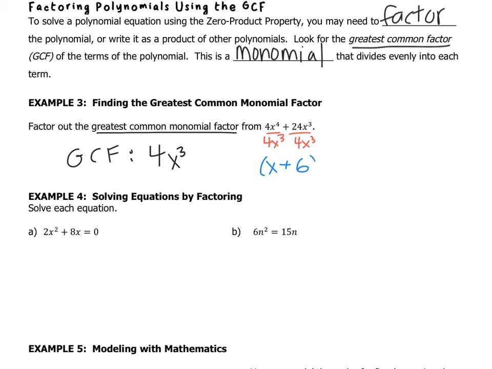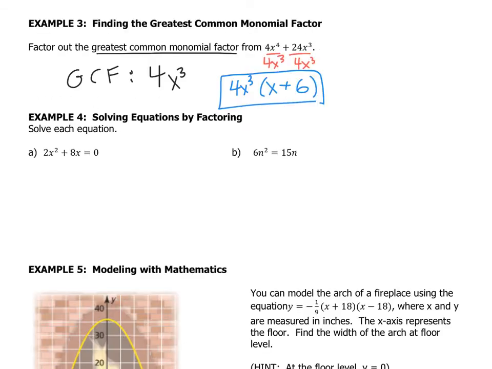So I'm going to put this in parentheses, and I'm going to write 4x to the 3rd out front. You'll know that you've done it right if the piece in the parentheses has nothing in common. So I just have an x and a 6, so they're definitely very different. And if you wanted to check yourself, you could do the distributive property and see if you end up with the original expression. So let's put this all together.